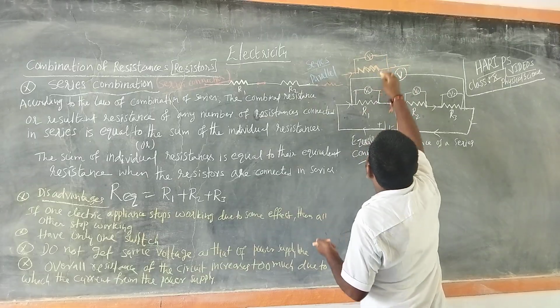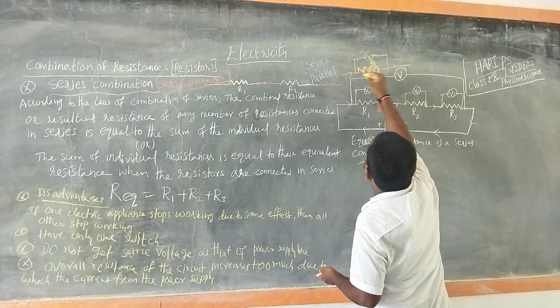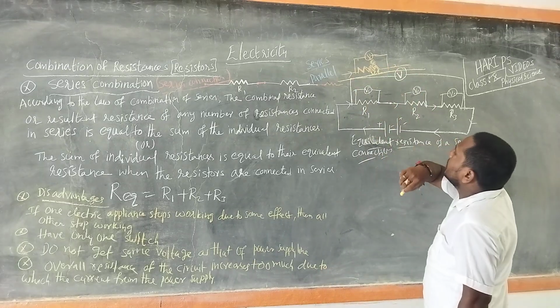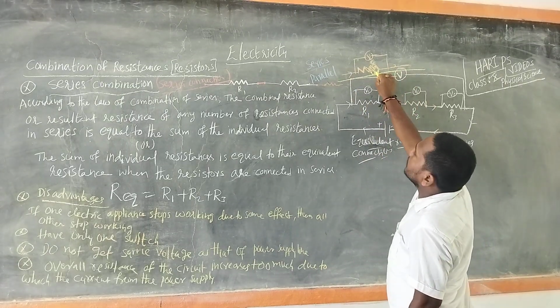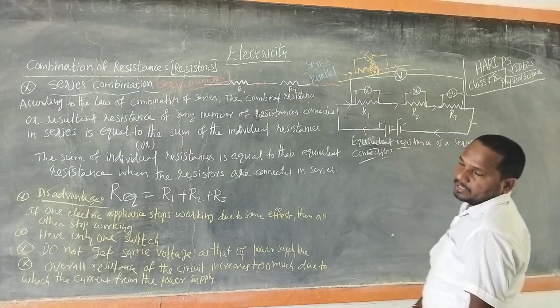Right? So here this is Req. So Req is the resultant resistance and the resultant potential difference.